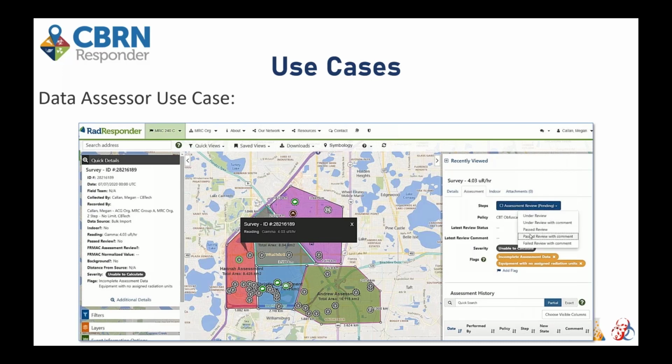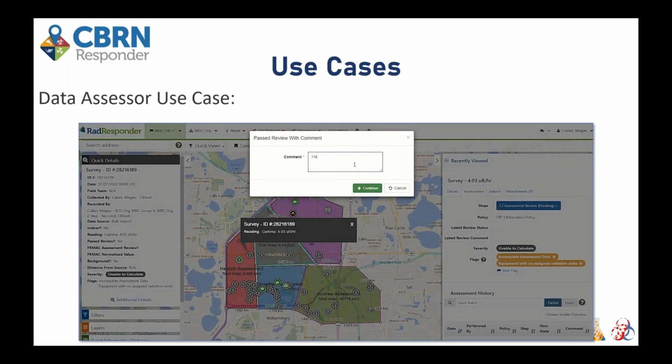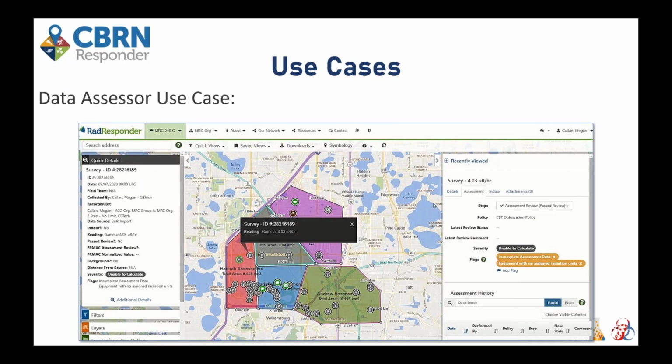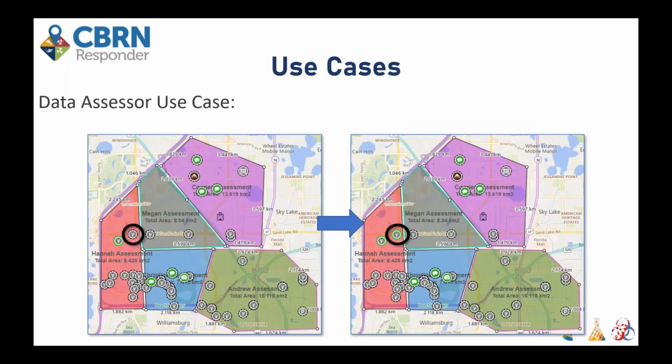Let's say I was there, I saw it get taken. I can leave a comment that says, I'm passing review. And then now I can see that the step was updated. There is a check, and in just a few seconds, once the map reloads, I can see that that data point now has the green approved ring around it.